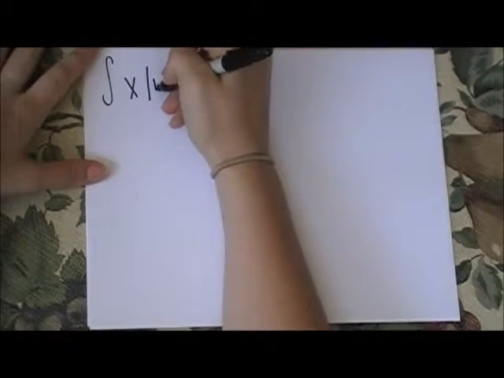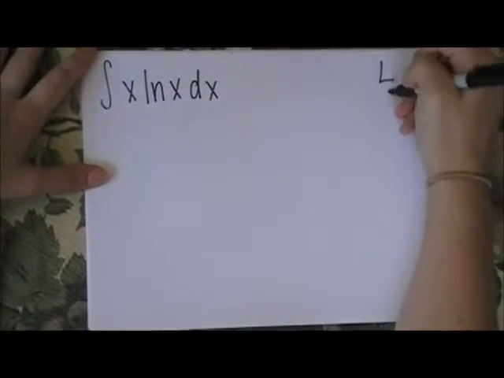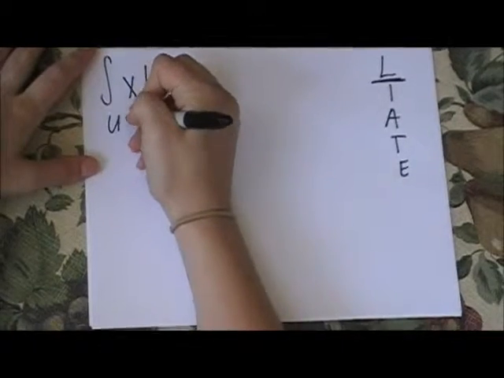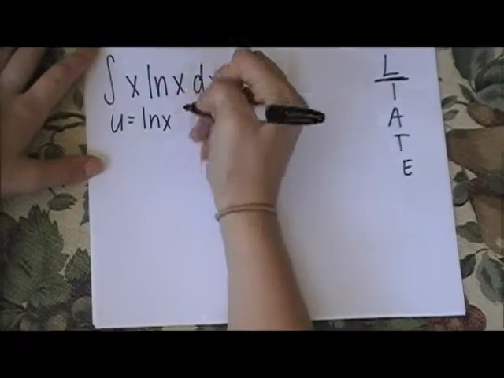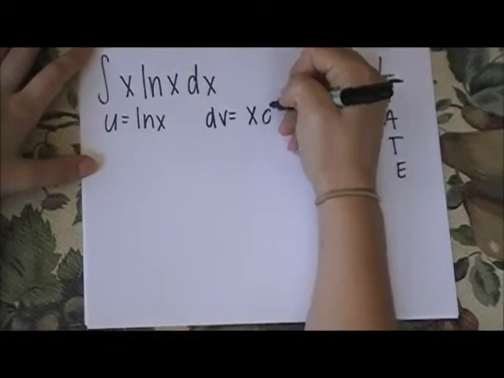If the equation is the integral of x times the natural log of x dx, use the LIATE acronym to decide which part is u and which is dv. Since natural log of x is in the equation and that's logarithmic, that will be your u, which leaves x dx as your dv.